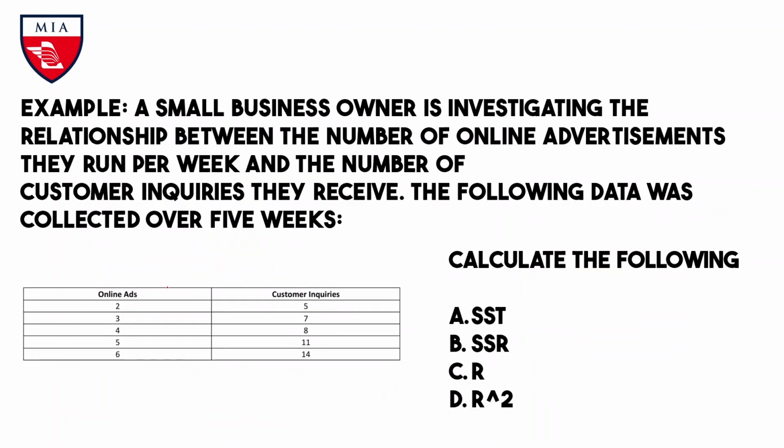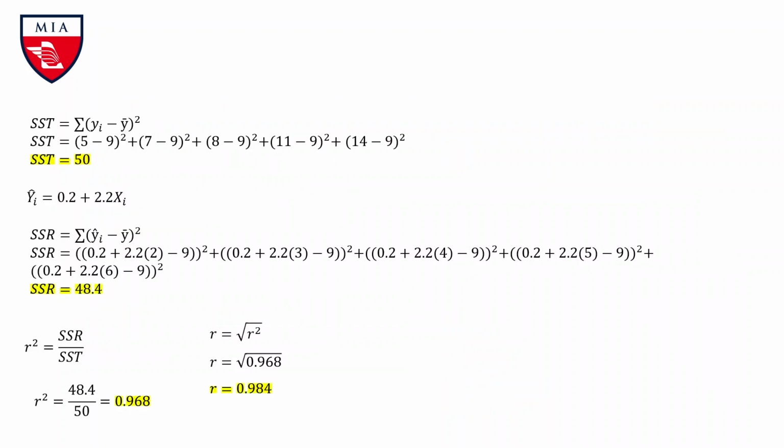Okay, so let's try this. A small business owner is investigating the relationship between the number of online advertisements they run per week and the number of customer inquiries they receive. The following data was collected over 5 weeks. Calculate the following: the SST, the SSR, our R, and our R squared. So the first one is we need to solve for the SST.